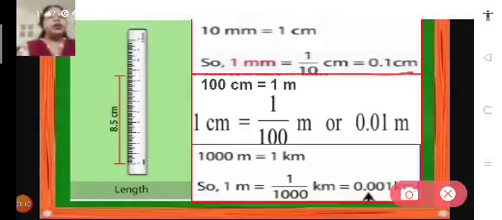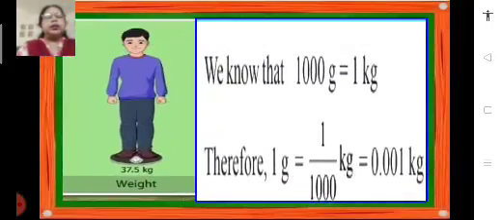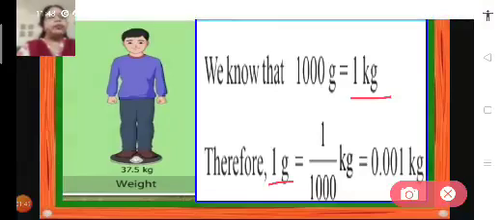100 centimeters make 1 meter. So 1 centimeter is equal to 1 upon 100 meter or 0.01 meter. 1000 meters is equal to 1 kilometer. So 1 meter is equal to 1 upon 1000 kilometer or 0.001 kilometers. We know that 1000 grams make 1 kilogram. So 1 gram will be equal to 1 upon 1000 kilogram or 0.001 kilogram.